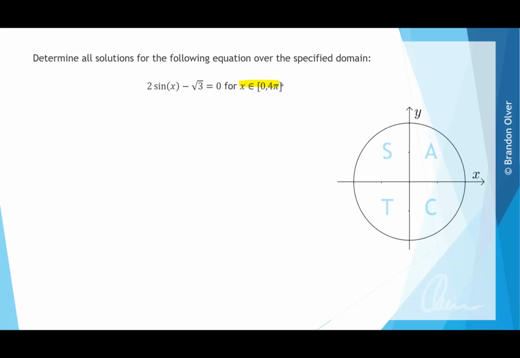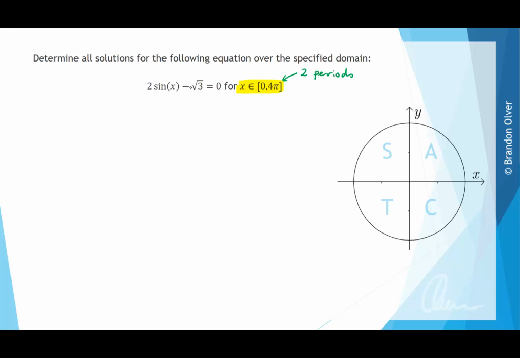So when we consider this domain, 0 to 4 pi is in fact 2 periods of the sine graph. Because sine of x has a period of 2 pi, so 0 to 4 pi contains 2 periods, which is the same as going around the unit circle twice when we're looking for our solutions.